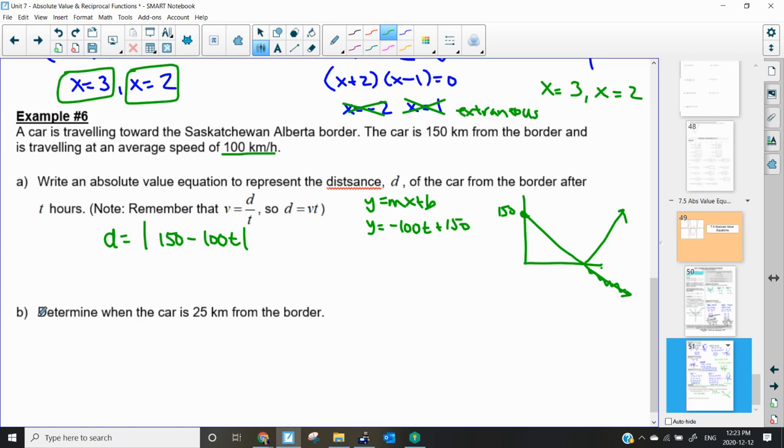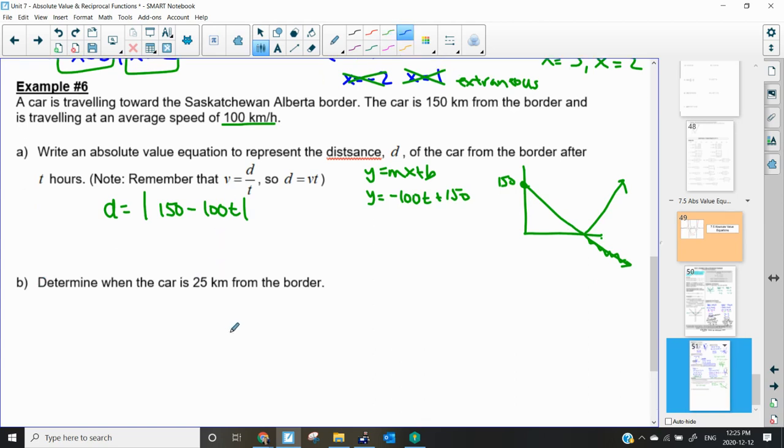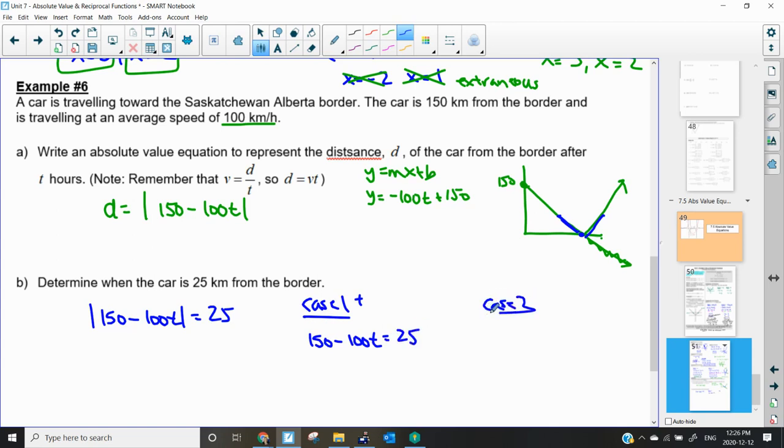So we're asked to determine when the car is 25 kilometers from the border. So we don't know if that's before or after the border. We're just looking at 25 kilometers from the border. So that will happen before we hit the border and after we've moved past the border. So setting up our equation, we would have the absolute value of 150 minus 100t is equal to 25. So considering our two cases, case number 1, we're looking at the positive. So we have 150 minus 100t is equal to 25. And case number 2, we're looking at the negative. So we would have negative bracket 150 minus 100t is equal to 25.